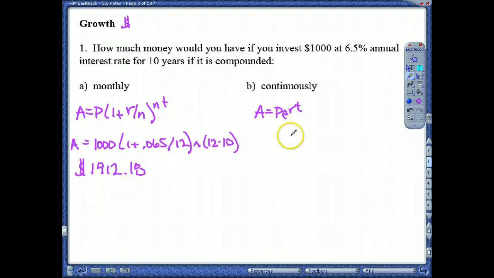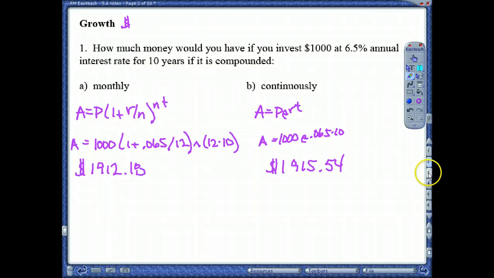Okay. Same thing over here. You're going to put your 1,000 in, your 0.065 times 10. Once again, you're already solved for A, so you just plug it in and poof, you've got your answer. Now don't forget to practice this on your calculators just to make sure that you're plugging it in correctly.